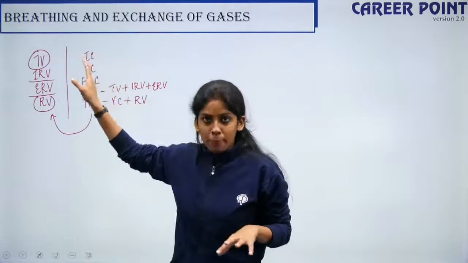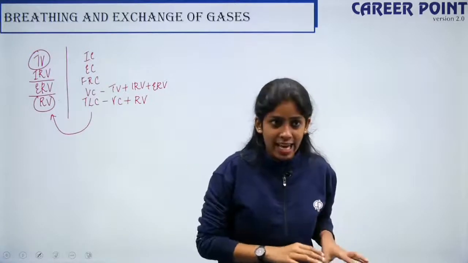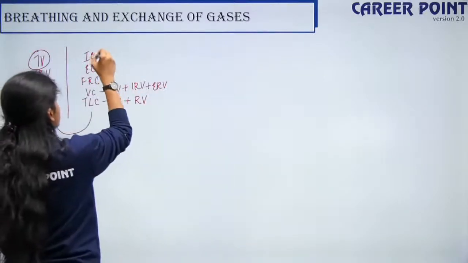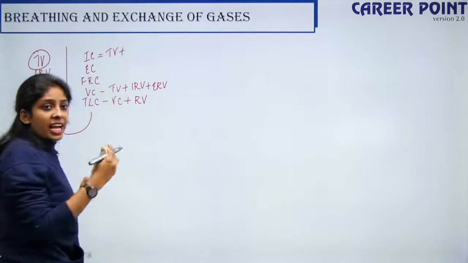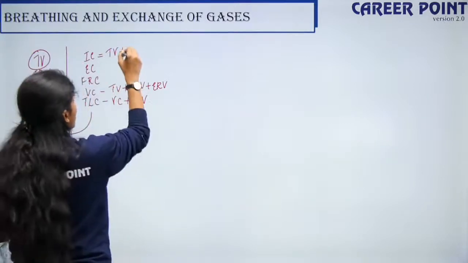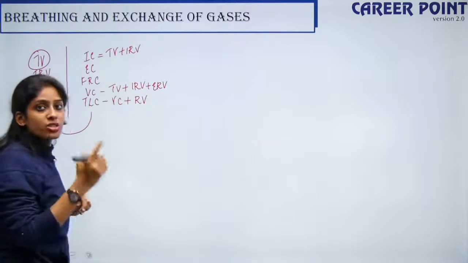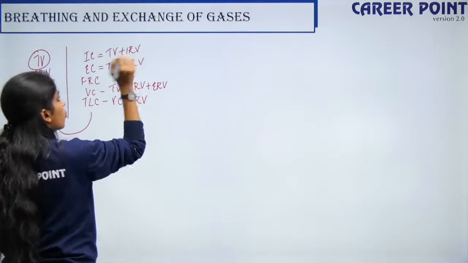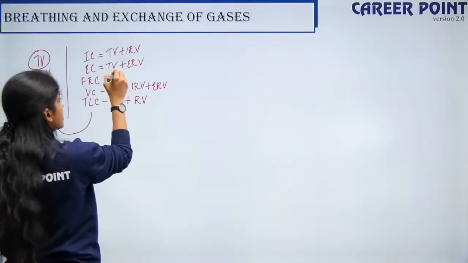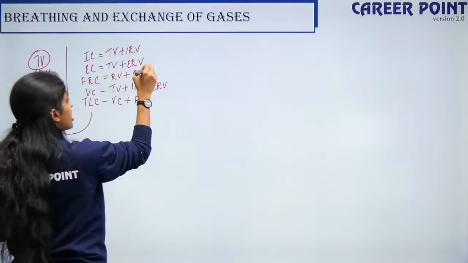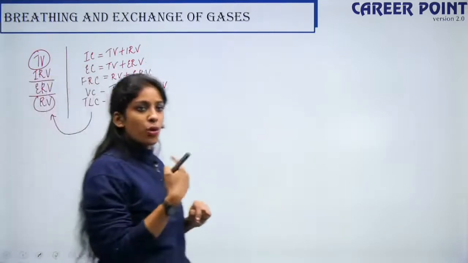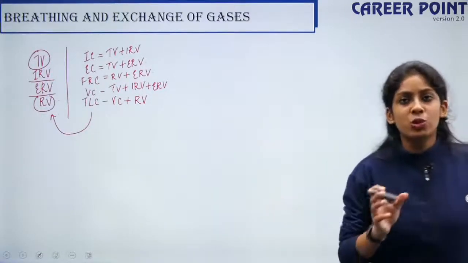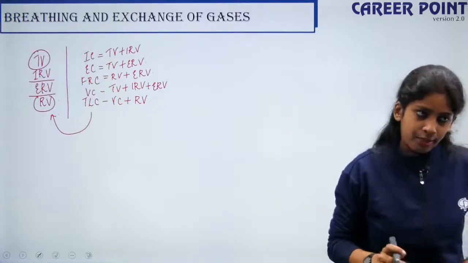So inspiratory capacity is how much you can normally inhale and how much extra you can inhale. It is tidal volume plus inspiratory reserve volume. Expiratory capacity is tidal volume plus expiratory reserve volume. Functional residual capacity is residual volume plus expiratory reserve volume, right? The more you revise, the easier it becomes, so leave off your tension, it's really fine. You can measure this with the help of an instrument called a spirometer, okay?